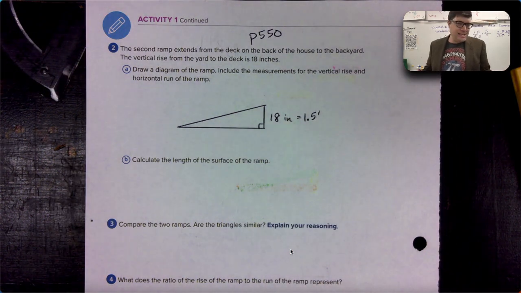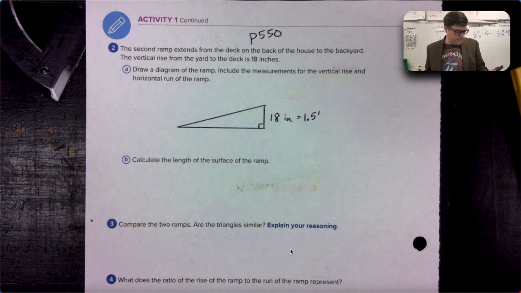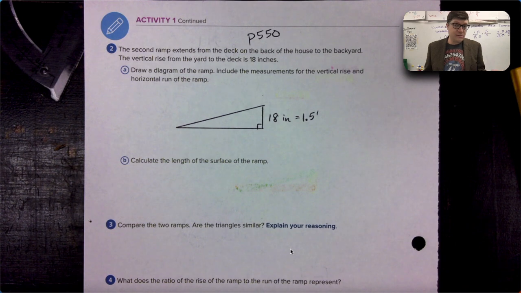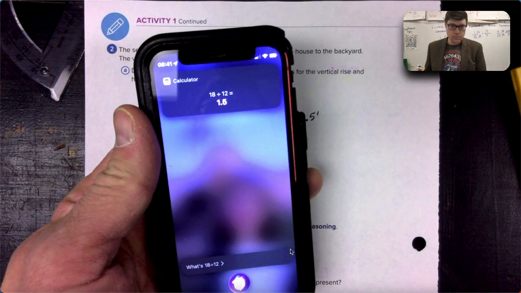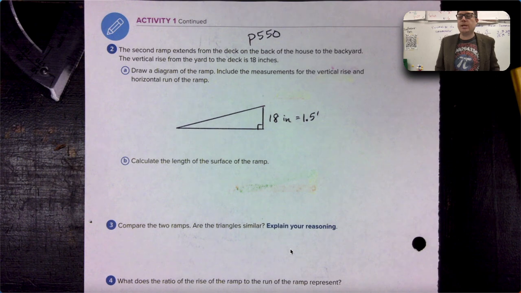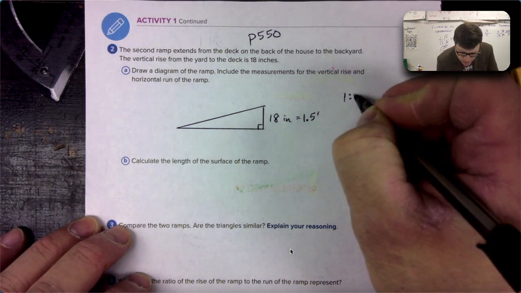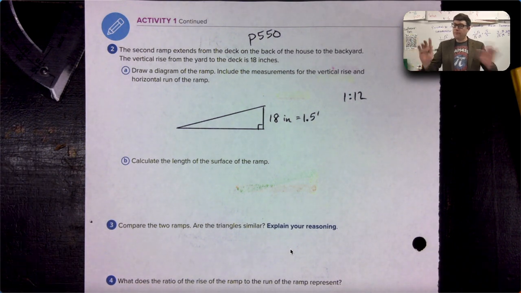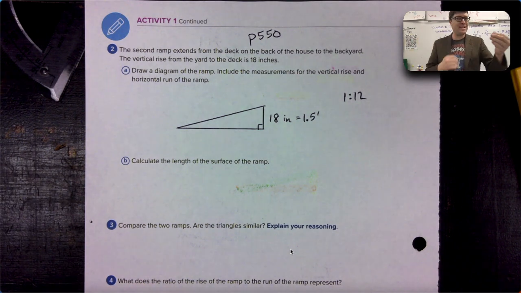Hey Siri, what's 18 inches in feet? 1.5 feet. And then to get that, hey Siri, what's 18 divided by 12? It's 1.5. There you go. So to calculate, you should have everything labeled in the same units of measurement, because that ratio of 1 to 12, the units are technically the same. No matter what they are, feet, inches, but you can't mix them.